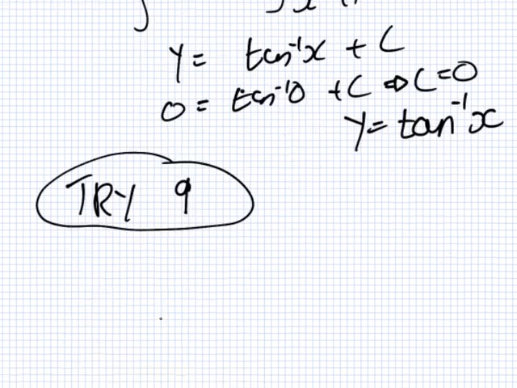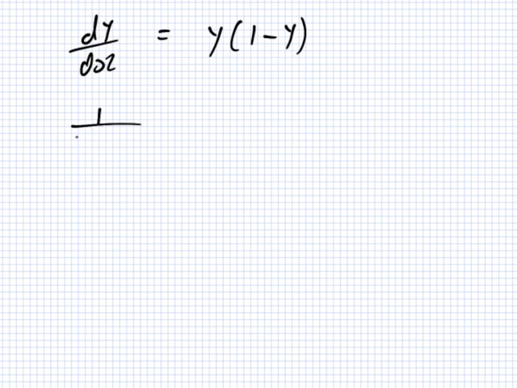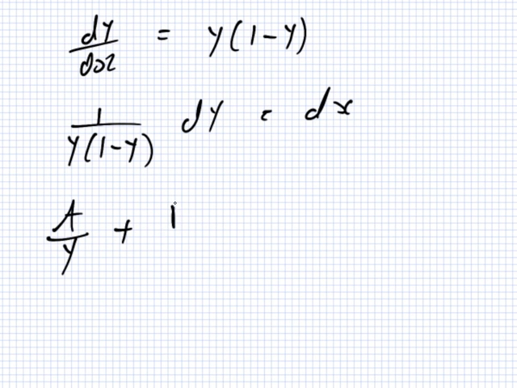Okay, let's have a look. What was the equation? It was dy dx equals y times 1 minus y. Right, so this is 1 over y, 1 minus y, dy equals dx. But we don't have any way to integrate this. So what we do is separate it into partial fractions.